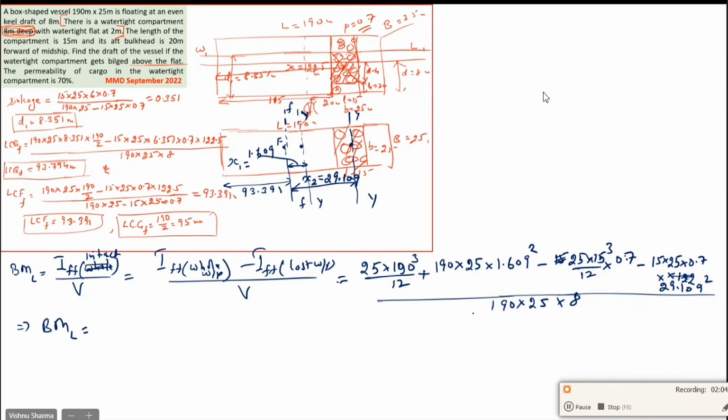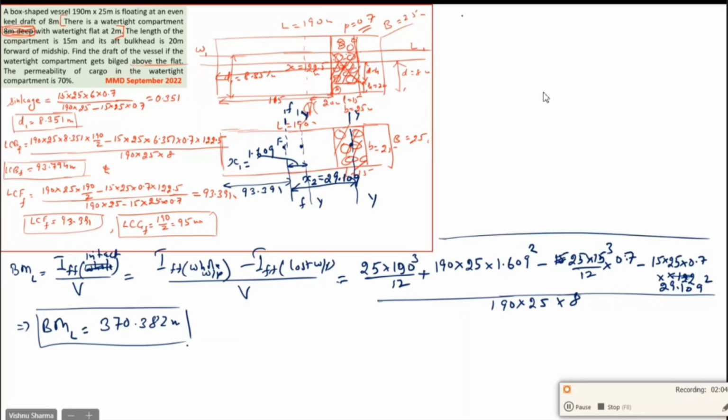I got it as 370.382, guys. Yes, sir. Correct, sir. Yes, sir. 370.382. Yes, correct, sir. Yeah, okay. Now we are good to get the trim. 0.619. Yeah, I'll just calculate. CG 95.